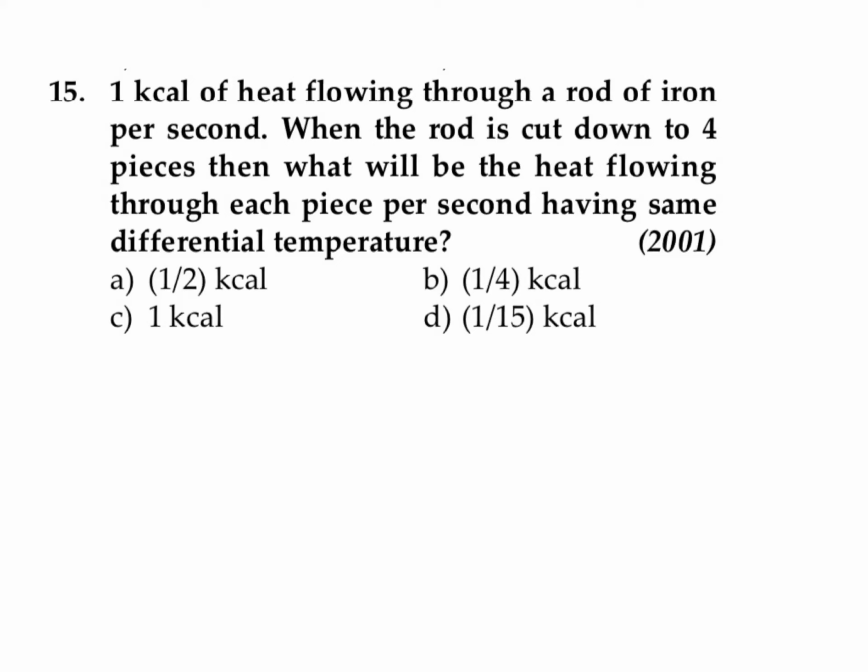In this question, it is given that 1 calorie of heat flows through a rod of iron per second. When the rod is cut down to 4 pieces, then what will be the heat flowing through each piece per second having the same differential temperature?